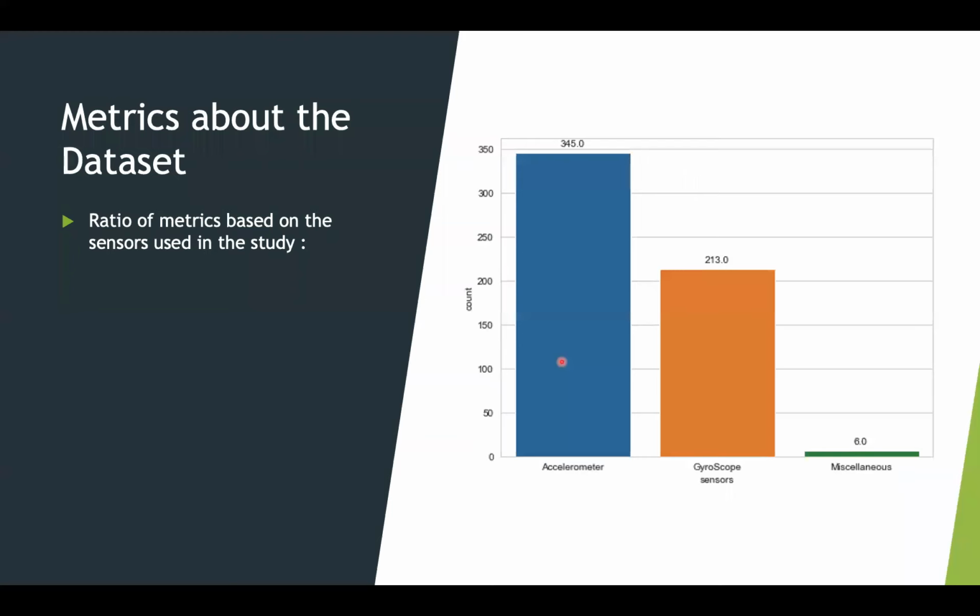So let's get a sneak peek into the dataset. I just wanted to know, out of these 562 features that we have collected, how many of them were from the accelerometer and how many were from the gyroscope. This particular slide will help us figure out that there were predominantly accelerometer based readings, and then we also have gyroscope based readings as well.